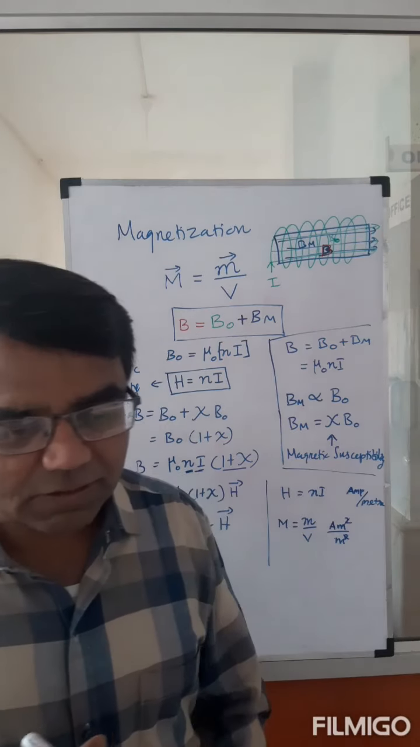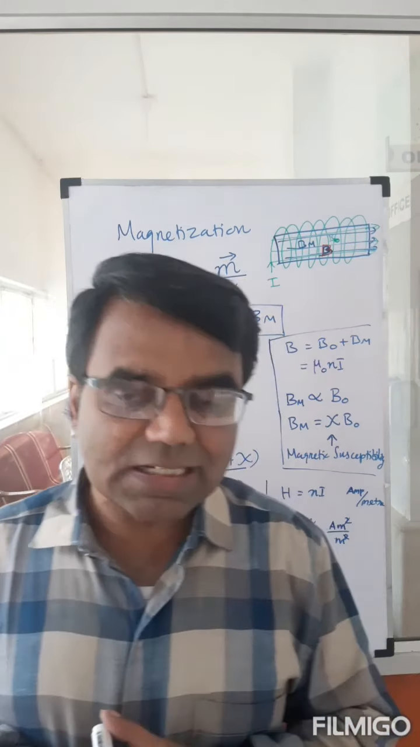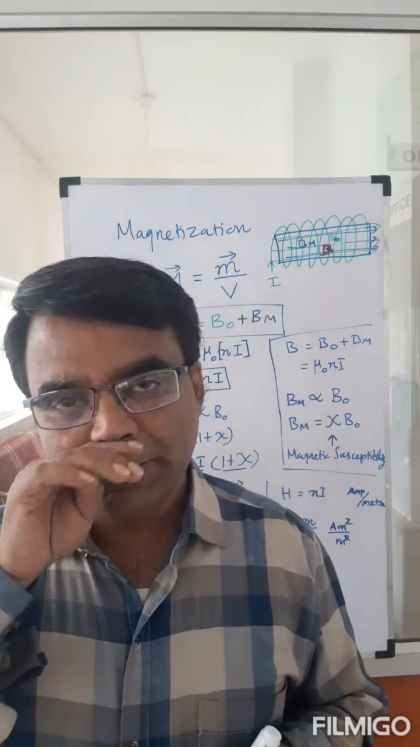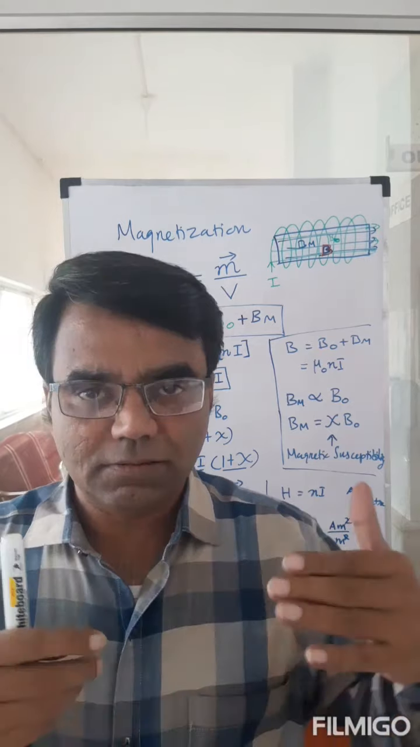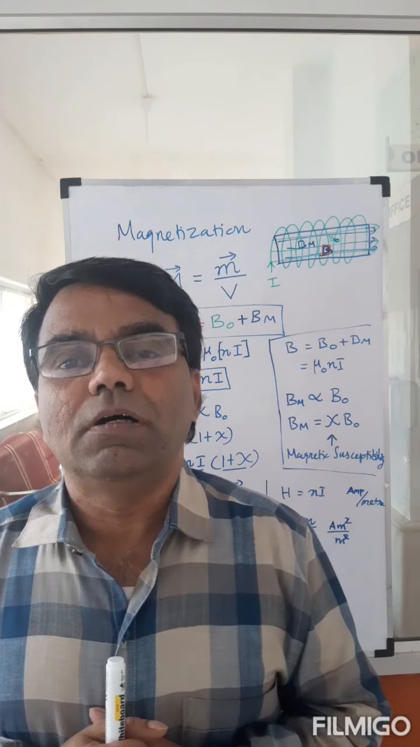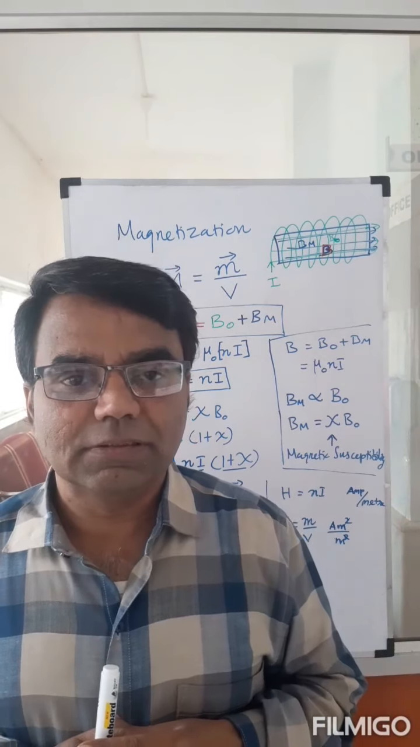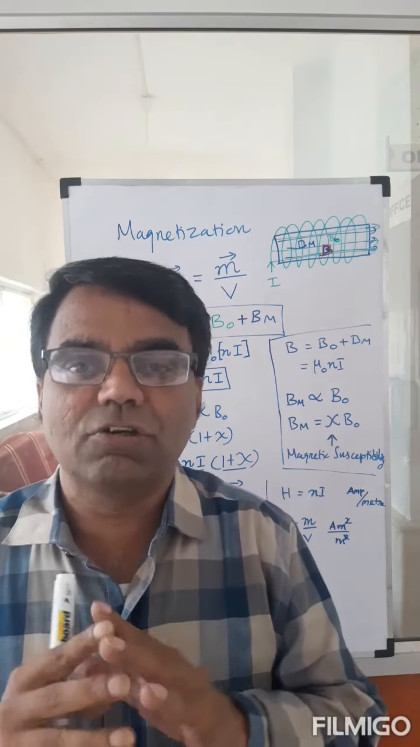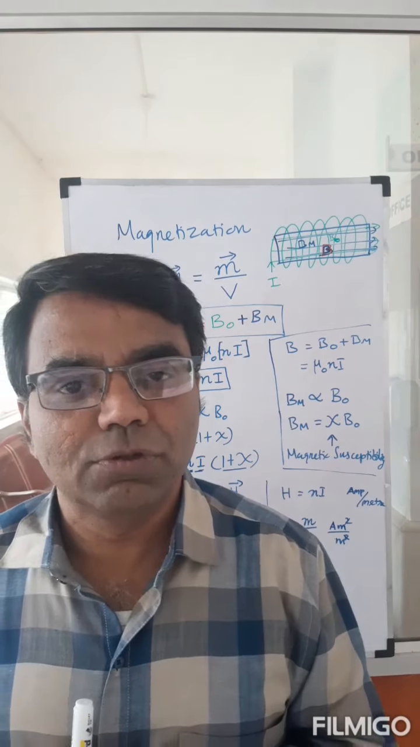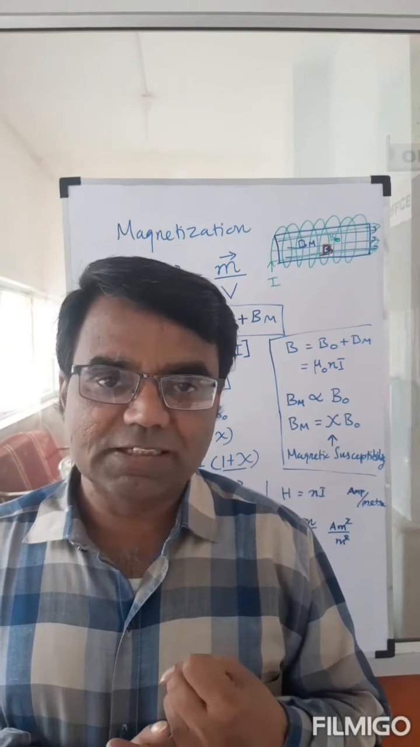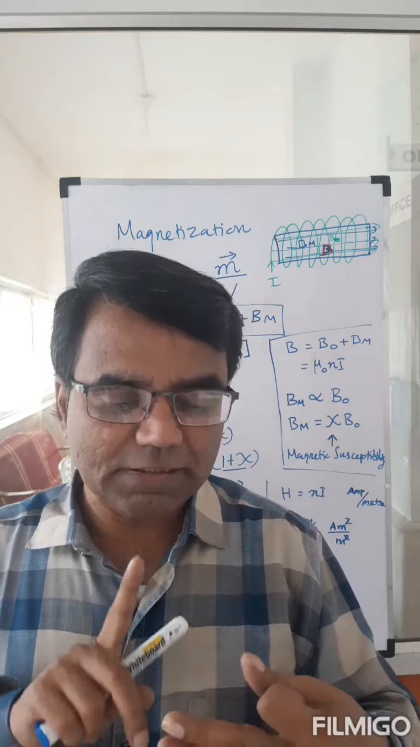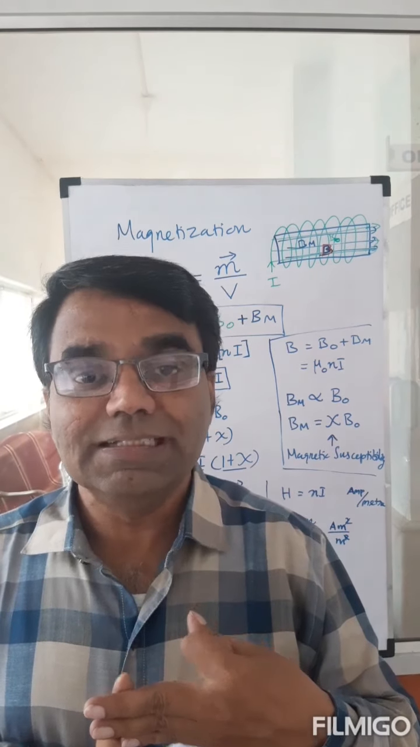But in the case of electrostatics, the dielectric material was opposing the field put in by the charges. Is it true here? Yes, it is true here, but that is not the whole picture. See, there are three types of materials that we will be studying: the first type, diamagnetic materials, then paramagnetic materials, and then ferromagnetic materials.